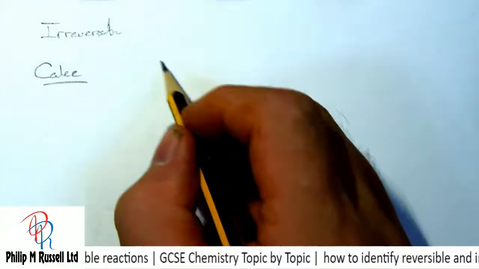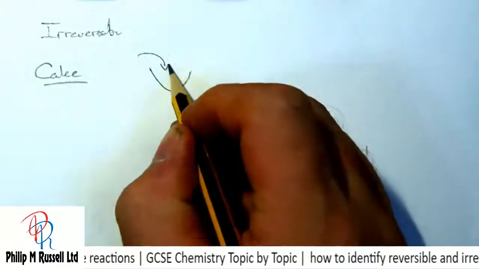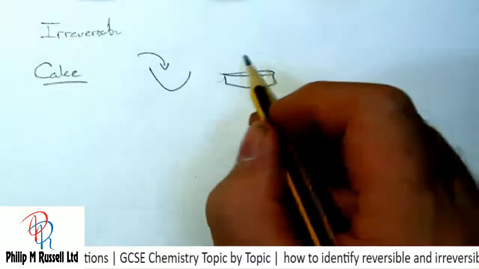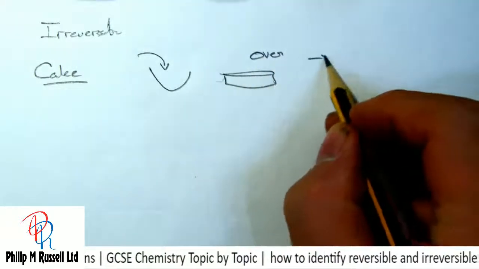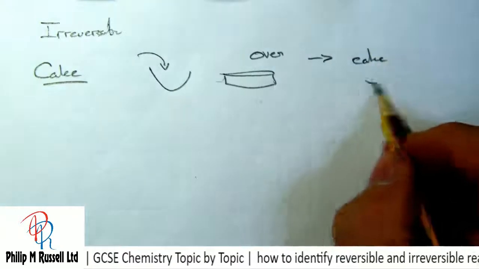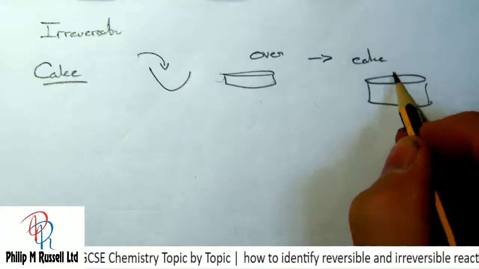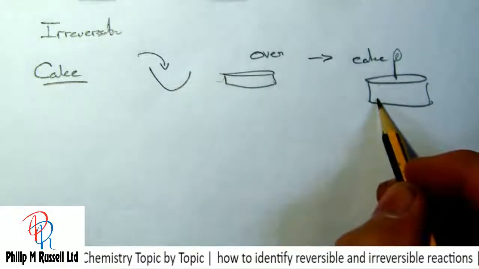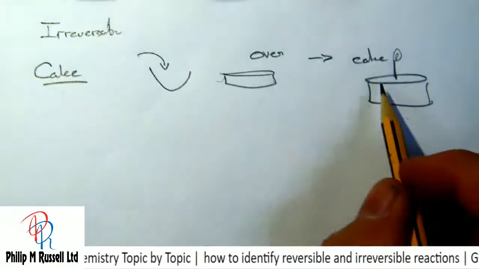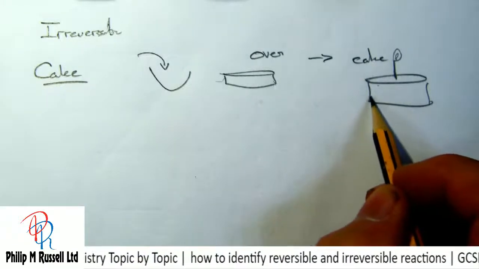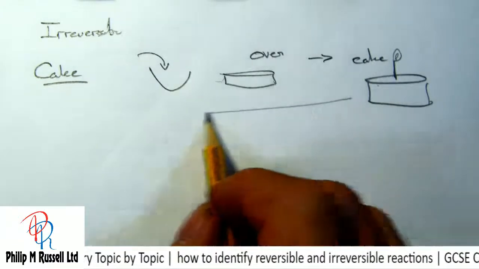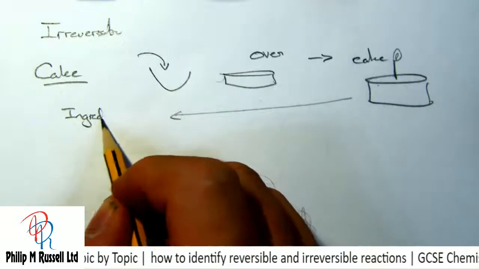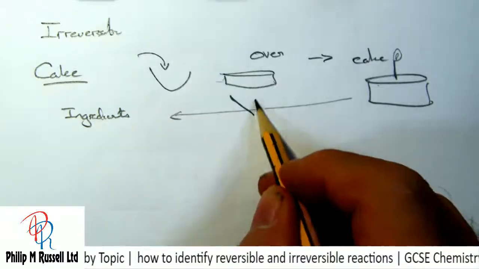We put all the ingredients in a bowl, and we put this in a cake tin, we put it in the oven, and out comes our cake. There's no way I can take the cake and go back to make the ingredients. It just doesn't work.